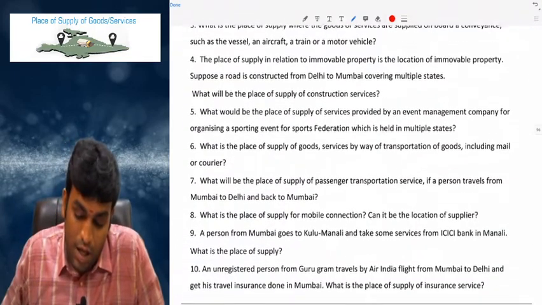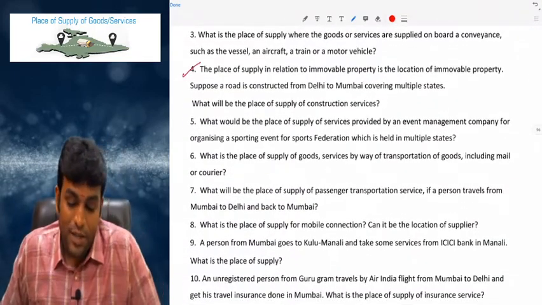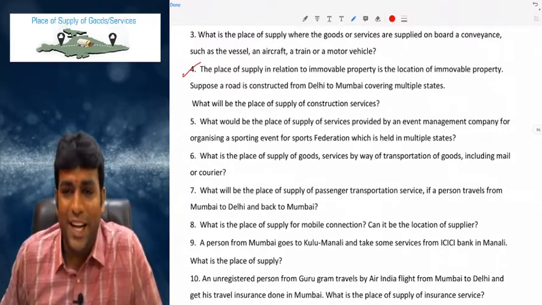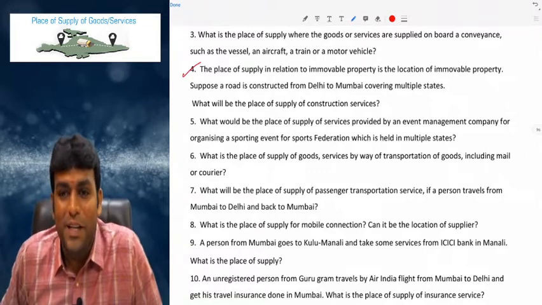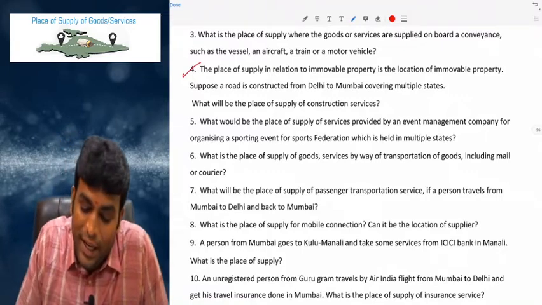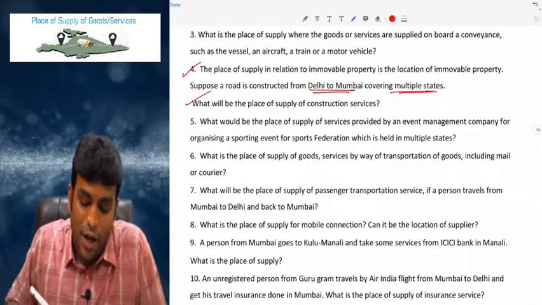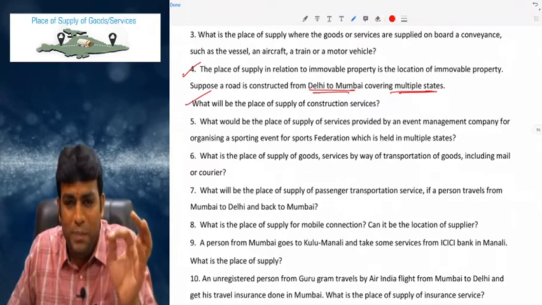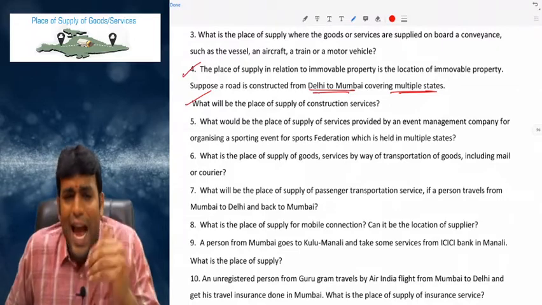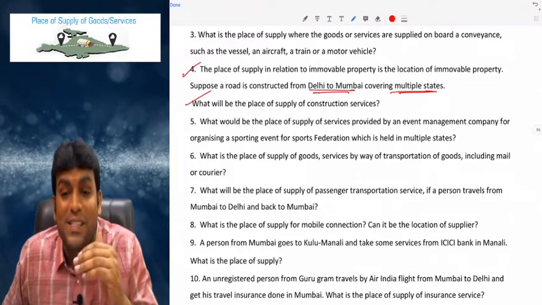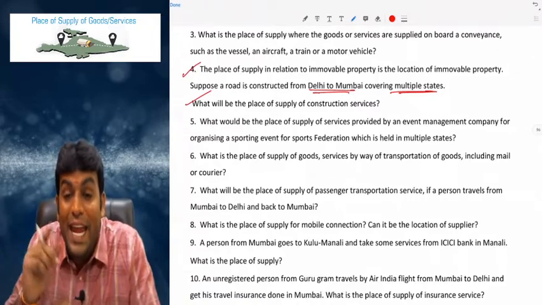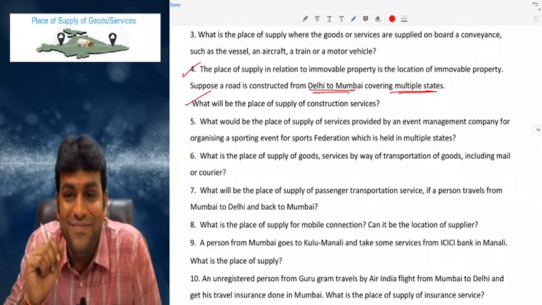Then, question number 4, my dear friends. The place of supply in relation to immovable property is the location of property. We know that. Now what they are asking: what will be the place of supply if a road is constructed from Delhi to Mumbai covering multiple states? Come on, each of the respective states in proportion to the value determined in the contract or agreement. And in the absence of contract or agreement, we will apply rule 4. And rule 4 says we'll apportion based on the area of the immovable property.